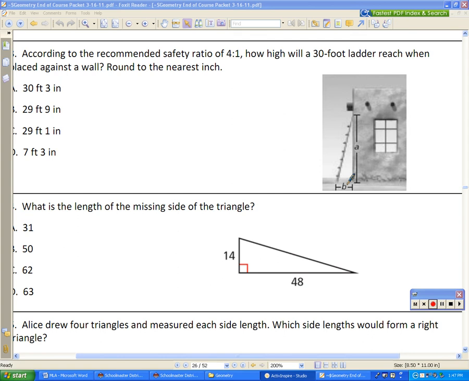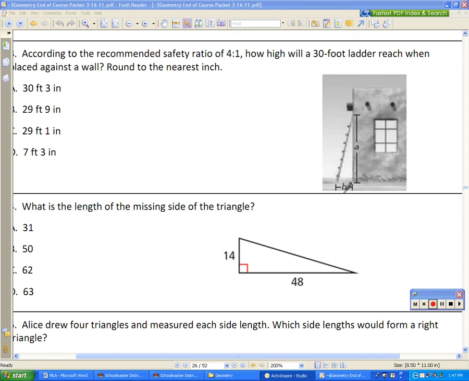Not for a squared. Right. So she's saying if this is x by the 4 to 1 ratio thing, then this has to be what? 4x. And then they told us already that this right here is 30. Okay? And so that gives us the ability to use the Pythagorean theorem now.